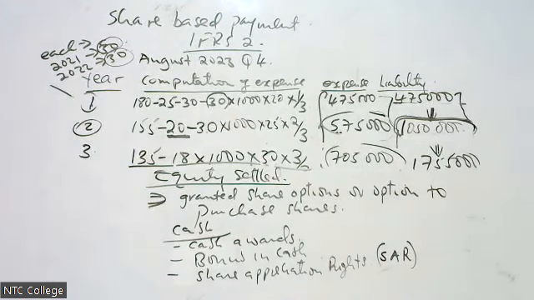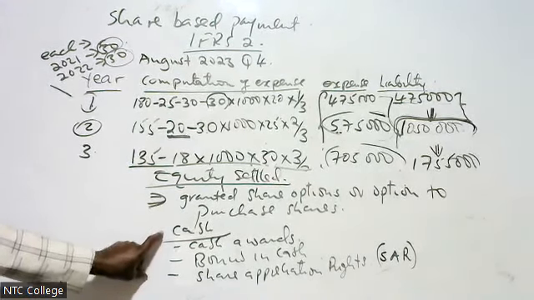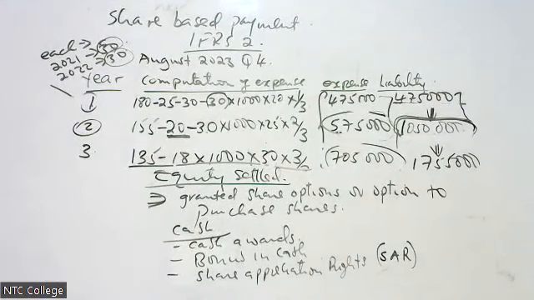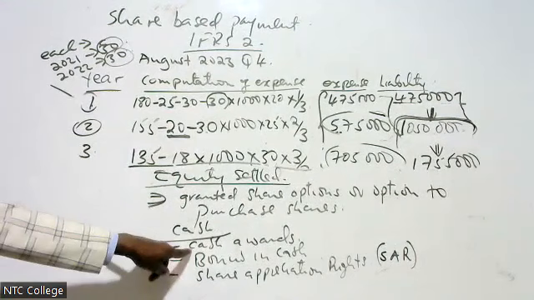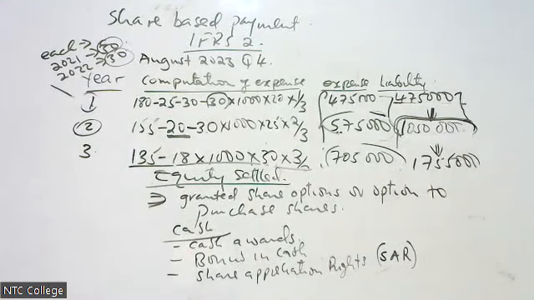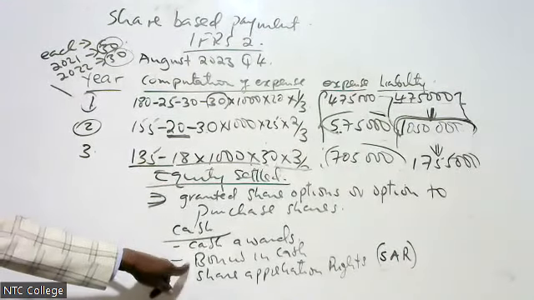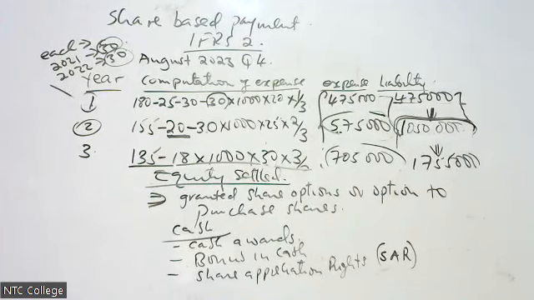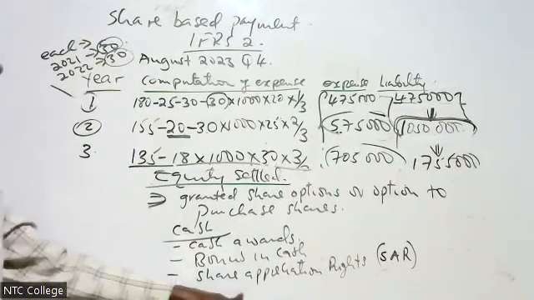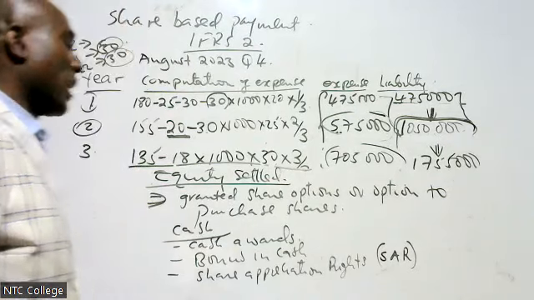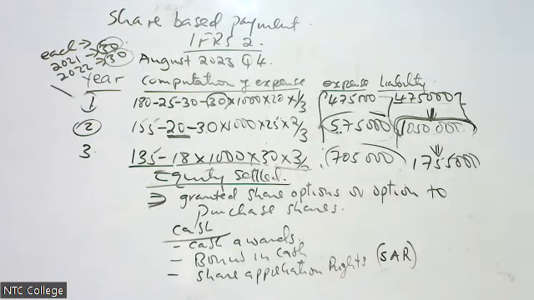If you find this in a question, like the examiner has said the employees were given cash awards, remember the word is cash, then the employees will receive cash. If it is bonus in cash, the employees will receive cash. Or if it is share appreciation rights, SAR, then it's also a cash award, which means we are going to use the fair value at the end of each period.